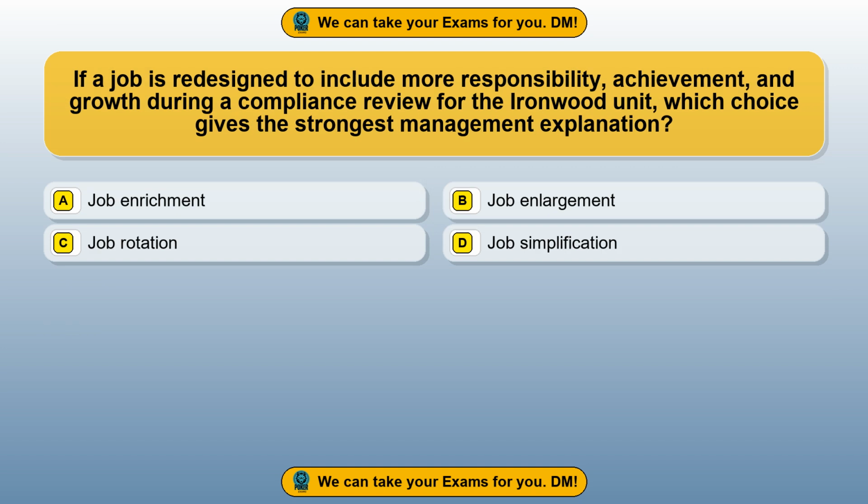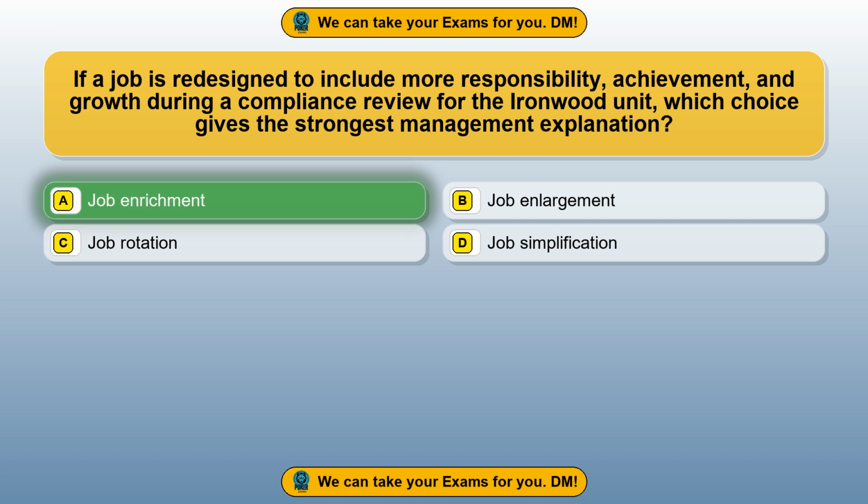Question 34. If a job is redesigned to include more responsibility, achievement, and growth during a compliance review for the Ironwood unit, which choice gives the strongest management explanation? Option A, job enrichment. Option B, job enlargement. Option C, job rotation. Option D, job simplification. The correct answer is option A, job enrichment.